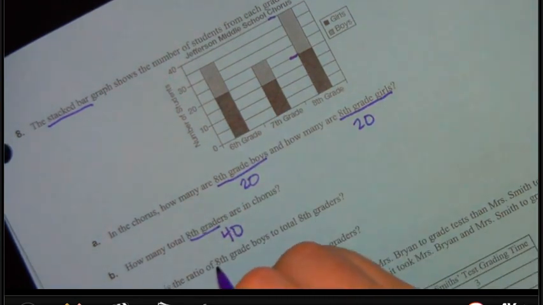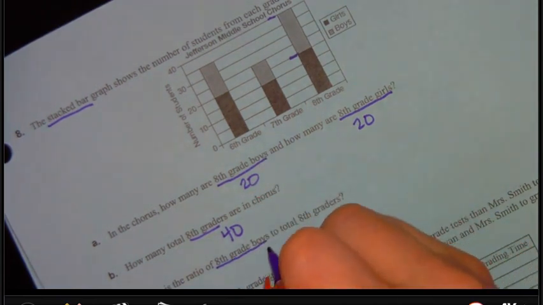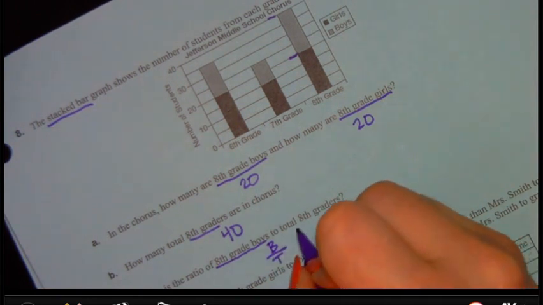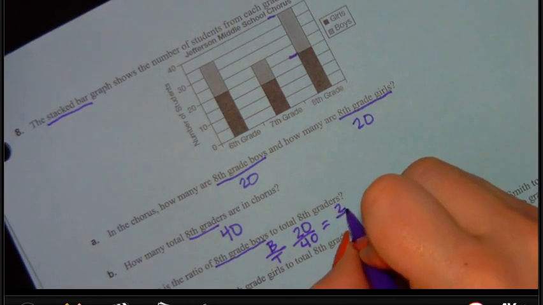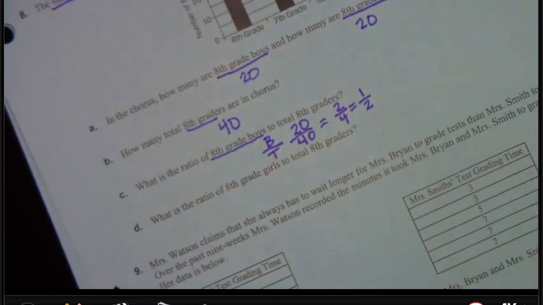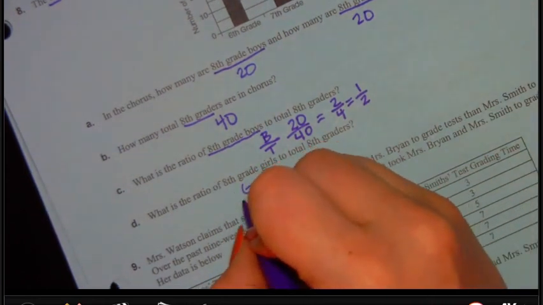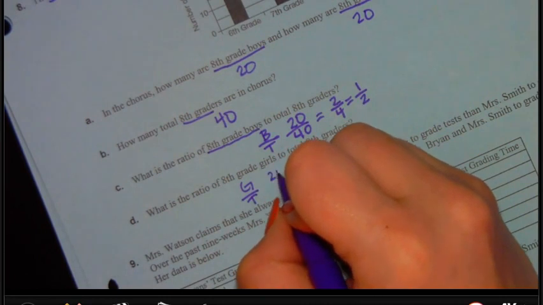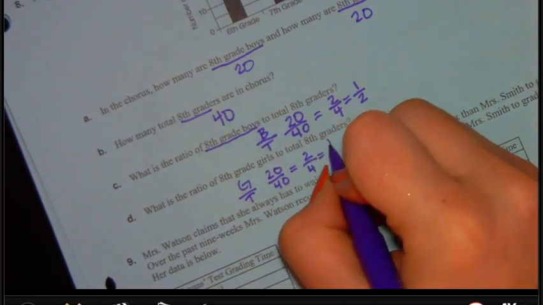All right, what is the ratio of eighth grade boys to total eighth graders? Well, I need to find a ratio of boys to total, which is 20 over 40, which can reduce down to 2 over 4, or it can reduce even further to 1/2. And then the ratio of eighth grade girls to total. So I have girls to total, which again is 20 over 40, which can reduce to 2 over 4 or 1/2.